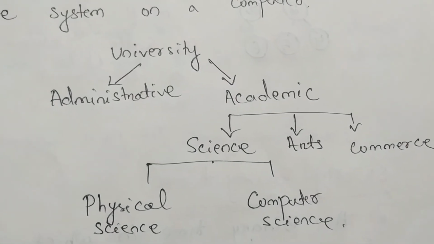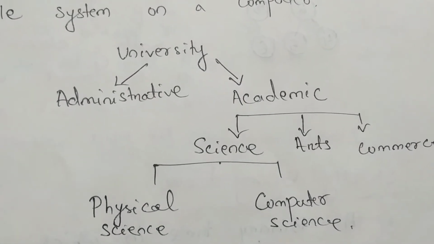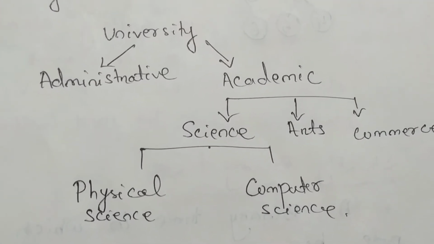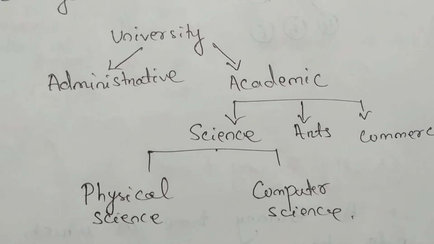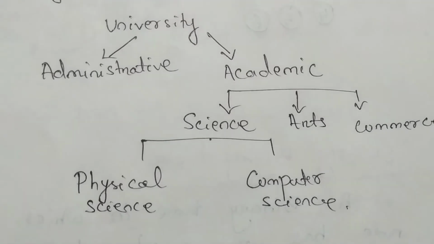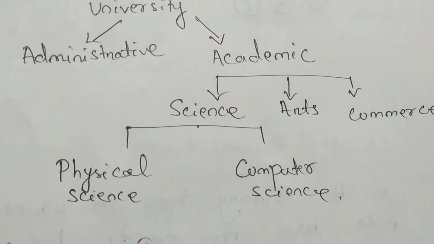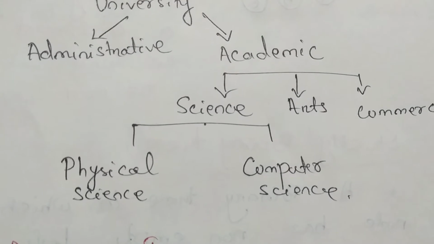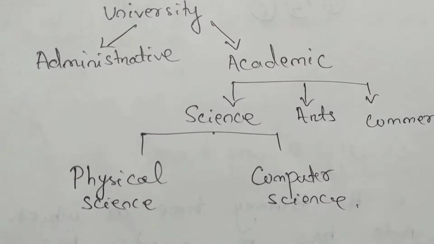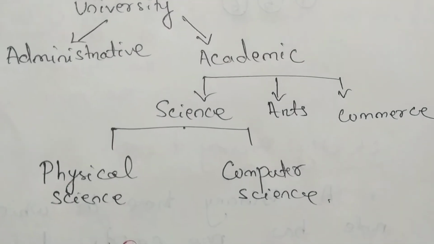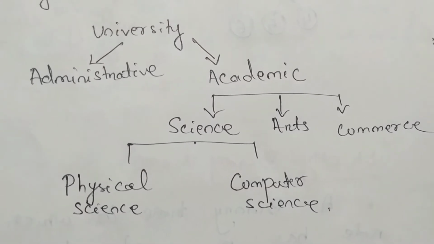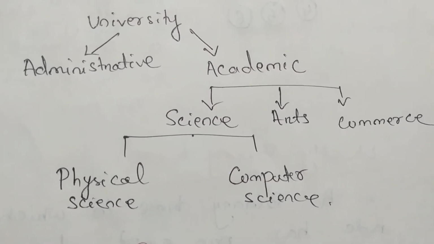Suppose we are going to represent the structure of a university in a tree structure. So university, the administrative block and the academic block. In the academic block there are science, arts, commerce, three departments. In science we have physical science and computer science. So this is a hierarchical form. We have stored the information in a hierarchical form, so it is called a tree representation.